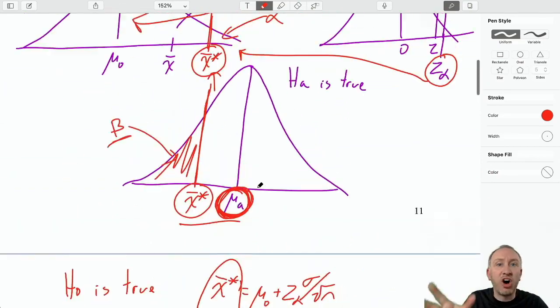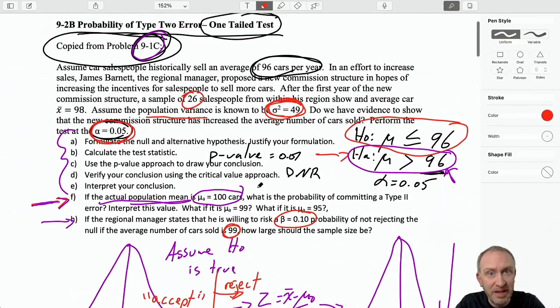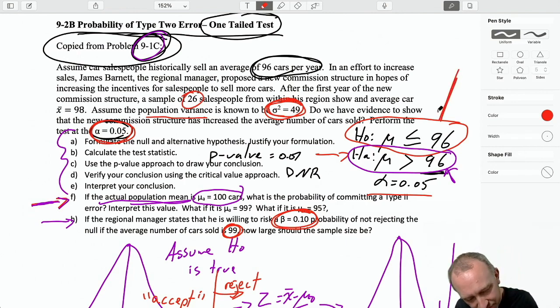So if I use a sample size of 47, that meets all of the parameters of my test. I can perform the test at that 5% level of significance, and I know that if the actual population mean is upwards of 99, I'm risking just a 10% chance of incorrectly accepting. So there's a 10% chance that I will believe that the new sales program did not work when in fact it actually did, but maybe only up to an increase from 96 to 99 cars.